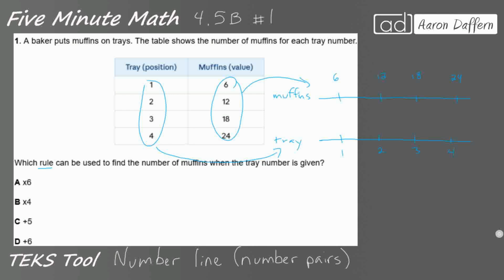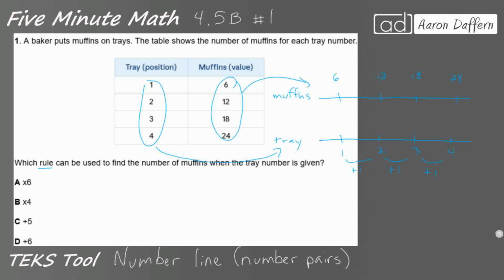Now, why does this help me? Because when we view it as a number line, what we can start to evaluate is the change between each of these pairs of numbers. So let's take a look at the trays. When we move from 1 to 2, that's a plus 1. From 2 to 3, that's a plus 1. And from 3 to 4, that's also a plus 1.